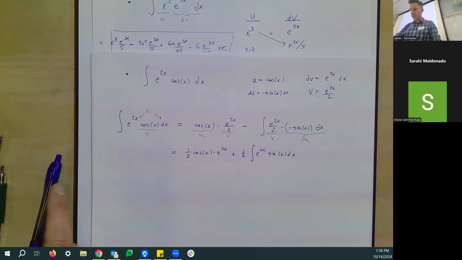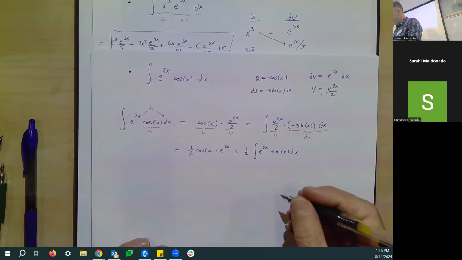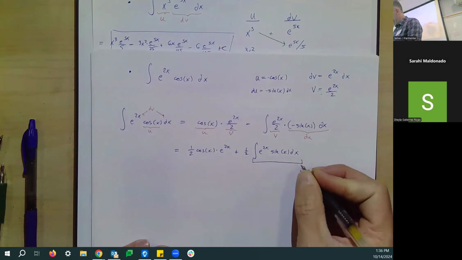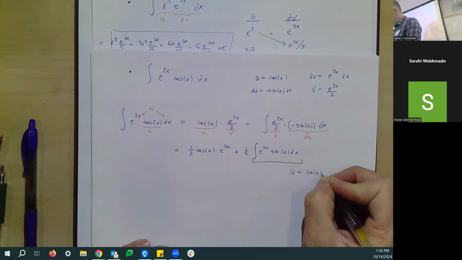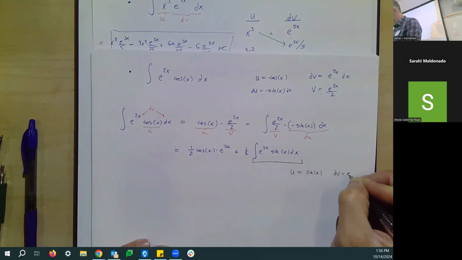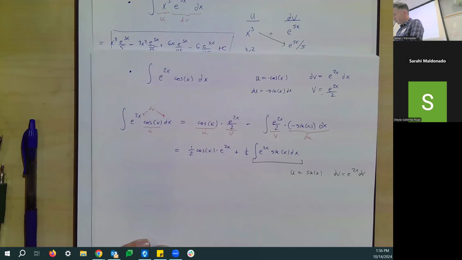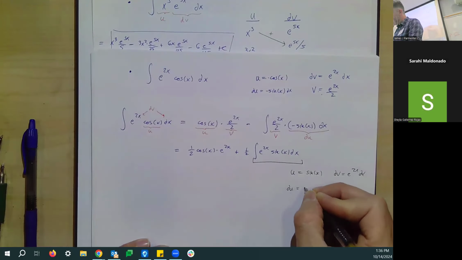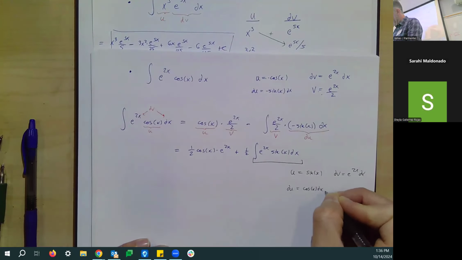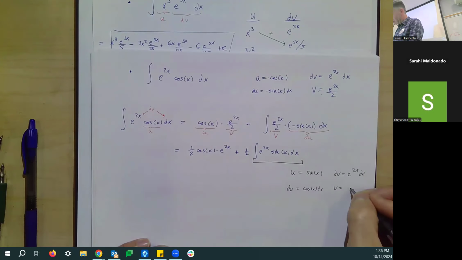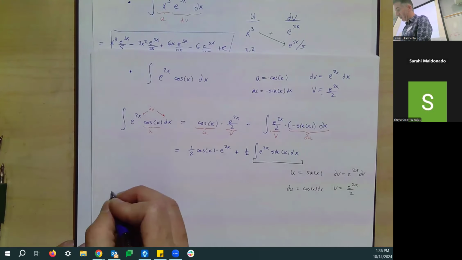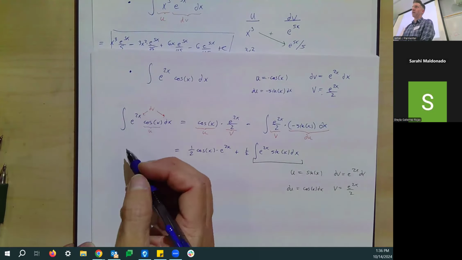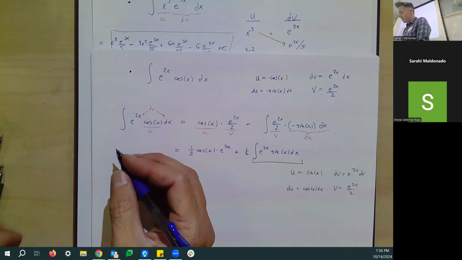You just get back where you started. So same choices, let's use different colors. So now for this one here, we're going to let u equal, again, the trig thing. And dv is e to the 2x dx. Your du is going to be cosine of x dx. And your v, again, is going to be e to the 2x divided by 2. So now we're going to get that, and I'm writing this on the left here for an actual reason. I'm not just writing it for fun.